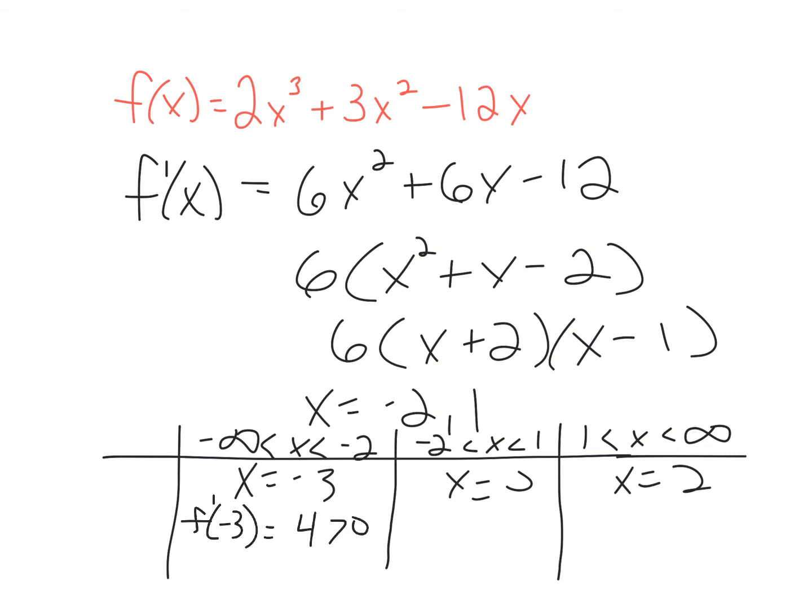It sure is. So therefore, from negative infinity to negative 2, your function is going to be increasing. Now at 0, the derivative of f of 0 is going to get us negative 12. And negative 12 is less than 0, so therefore you're going to be decreasing.